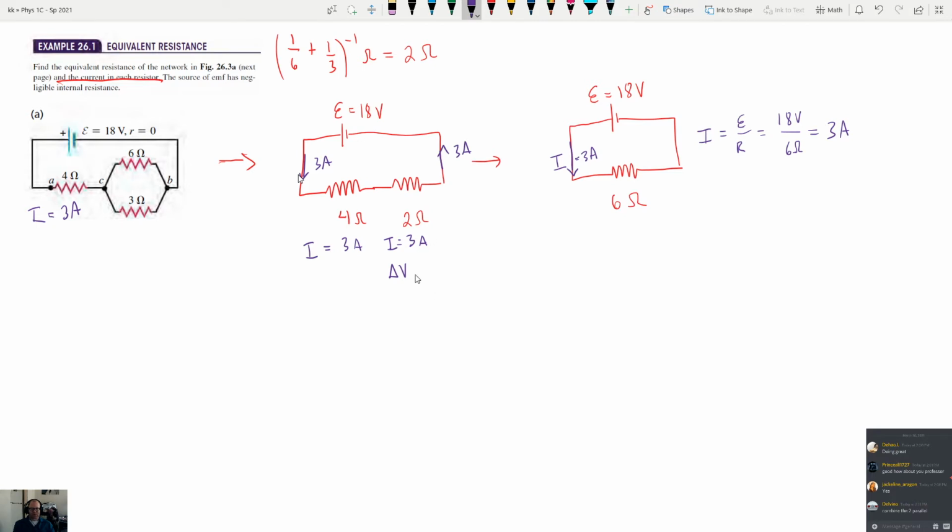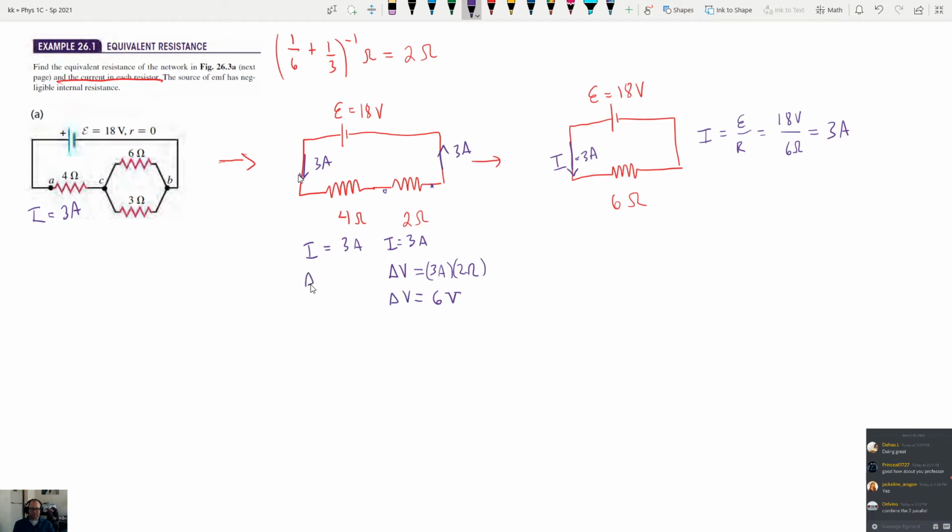In order to actually figure out the current flowing through here, if the numbers were more complicated and you couldn't just do it in your head, we would say delta V is equal to I times R. So the potential difference between these two points in our circuit should be equal to the current flowing through those points, which is 3 amps, multiplied by 2 ohms. So 3 amps times 2 ohms gives us 6 volts, and just to check, that's less than this voltage, which is a good thing.